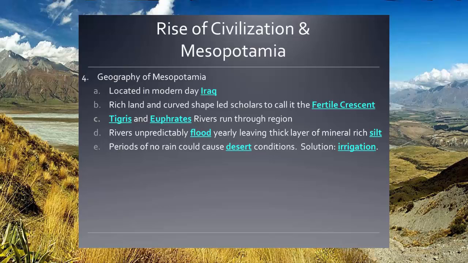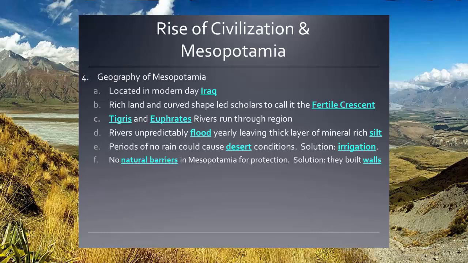The problem, though, is it was, like I said, unpredictable. Sometimes it would not flood, causing desert-like conditions. The solution used by the people would be irrigation, or the moving of water from one place to another. They would literally dig ditches from the rivers away from them into their fields where they were producing their crops for their agriculture. So they had to improvise if they did not have flooding in a particular year.